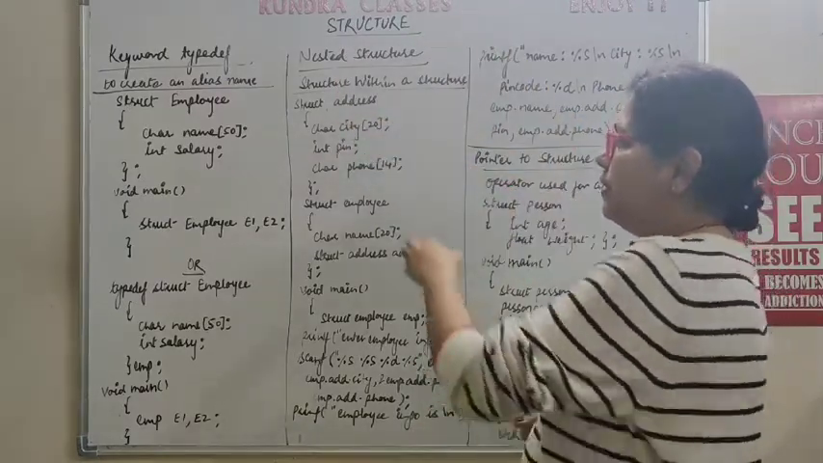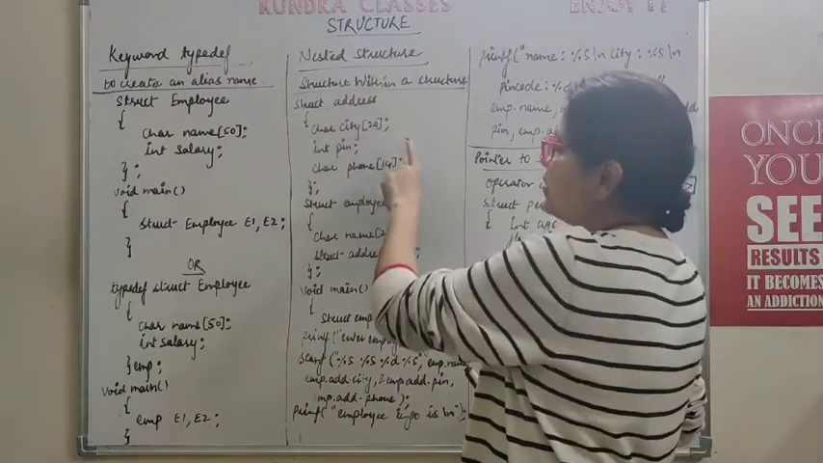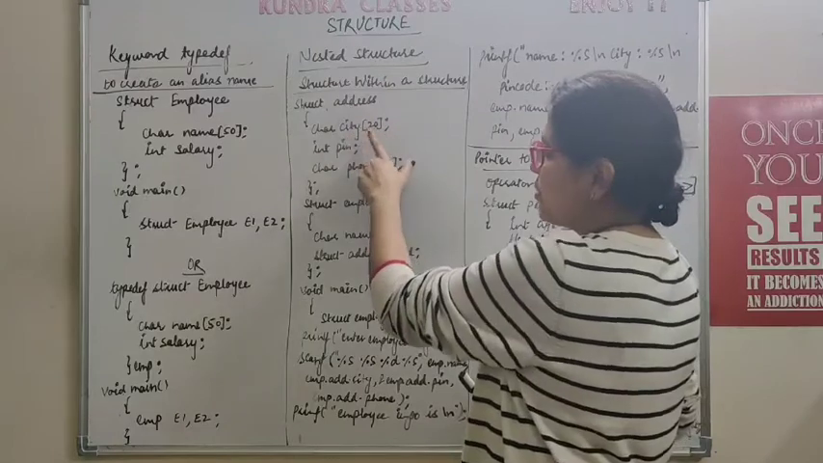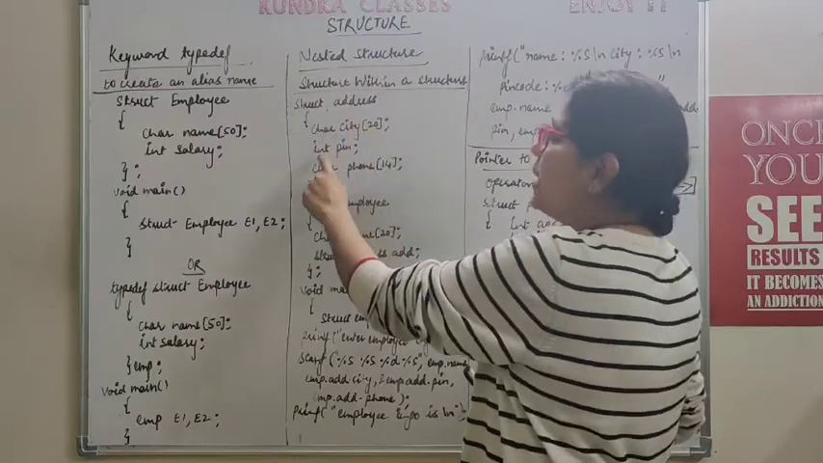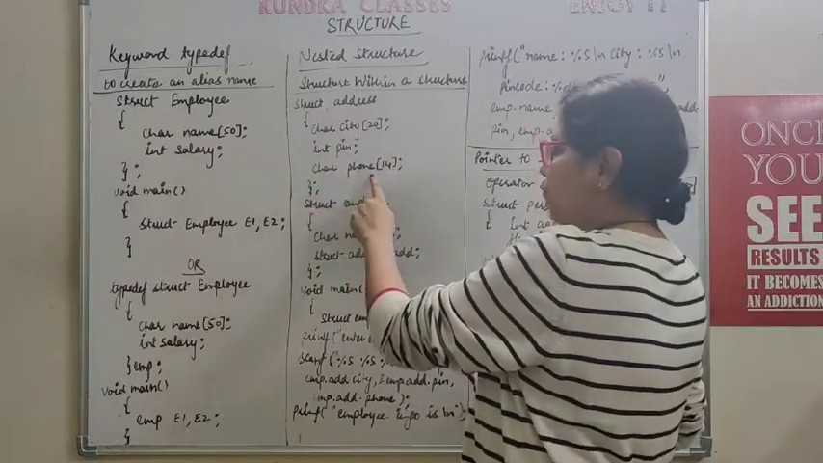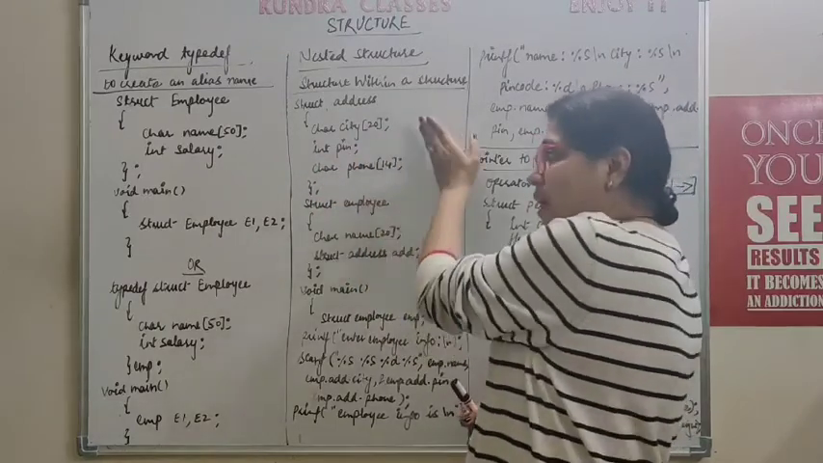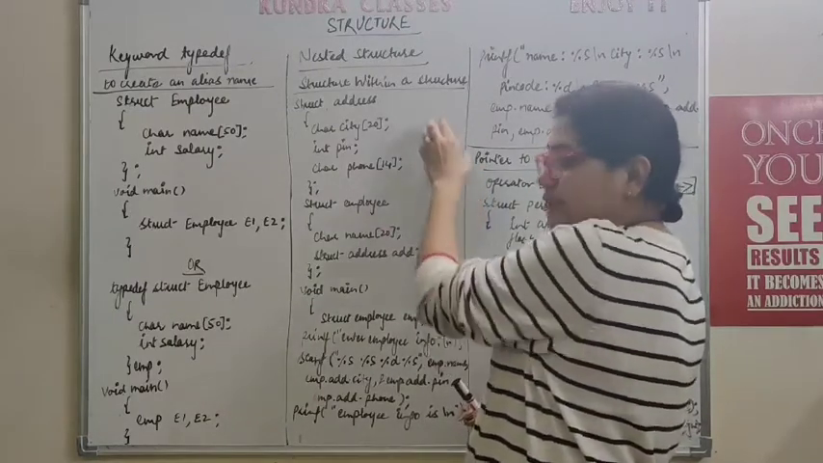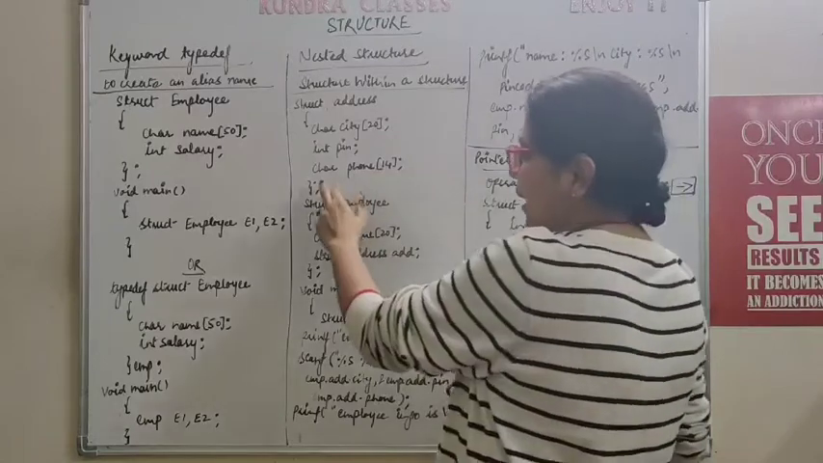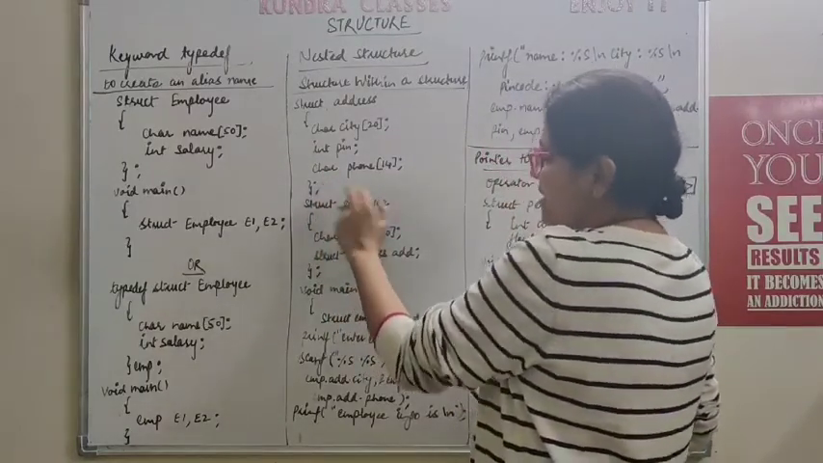For example, struct address, we have created one structure address. यहाँ पे एक address structure create किया है जिसमें 3 elements हैं, char city[20], int pin, and the phone number, char phone number. You can add other elements too. I have added 3 only. आप ज़्यादा elements भी add कर सकते हो and the structure is closed here by terminating it with a semicolon.